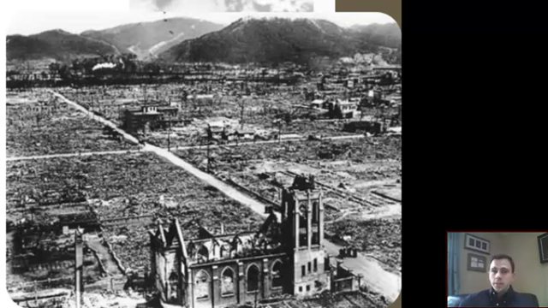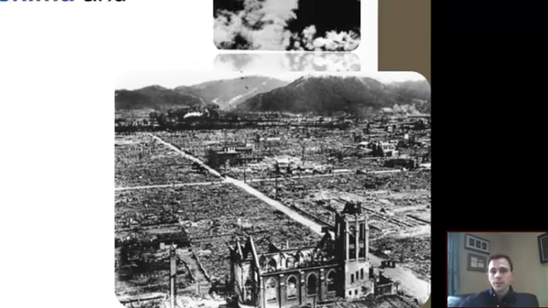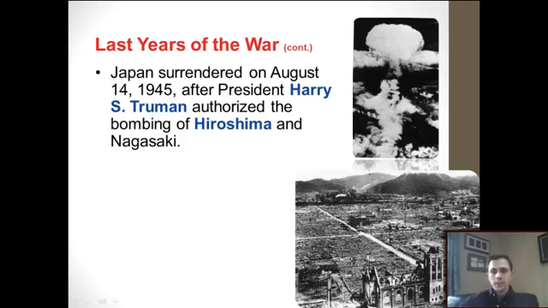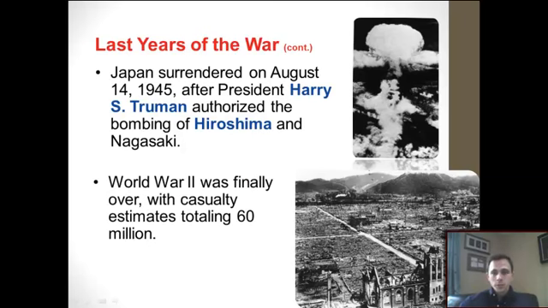So the justification for this at the time, and even many today say, is that if the war had still gone on, there's no reason to think that thousands still wouldn't have died if the battle had gone on in the Pacific between Japan and the Allied forces. World War II was finally over. Casualties were estimated at about 60 million civilians and military combatants.